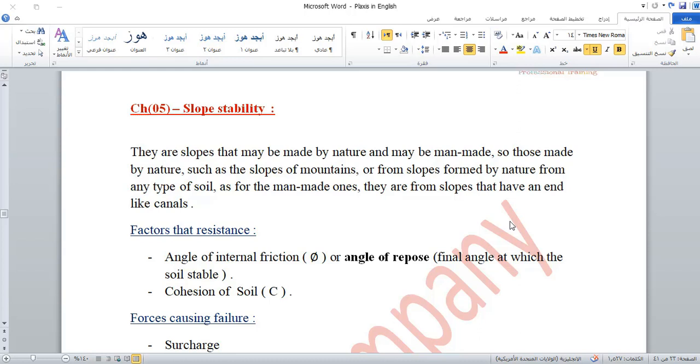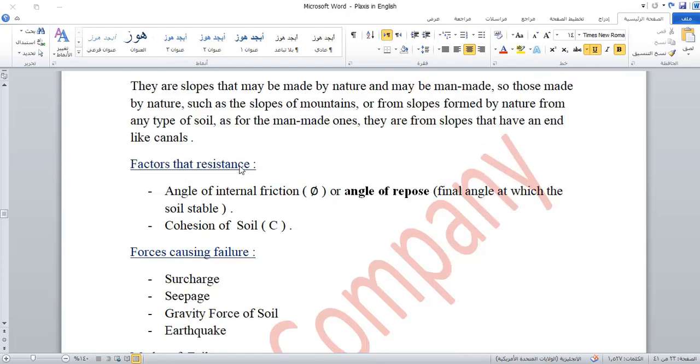Chapter 5: Slope Stability. Slopes are made by nature and made by man. So, stable. Number 2, cohesion of soil, C. We can find the angle of internal friction in sand soil. We can find cohesion in clay soil.